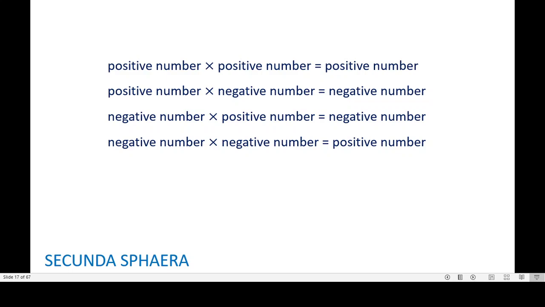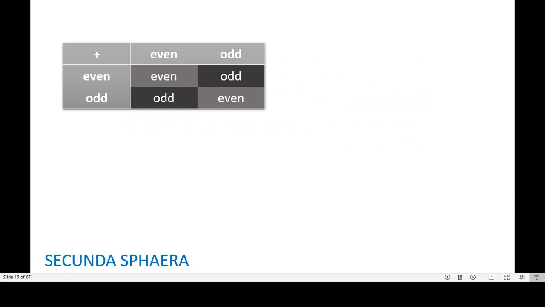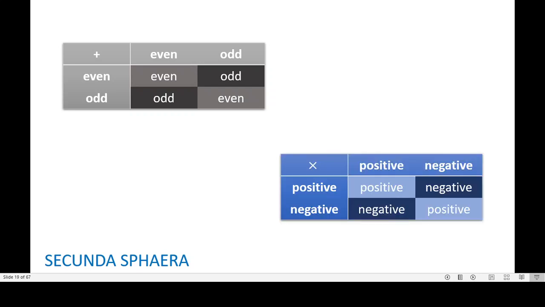Just for you to keep in mind, this kind of operation is going to be possible to represent as a table. For example, in this case, we have the addition of evenness and oddness as in the gray table. And we also have the multiplication of positive and negative as in the blue table. We can compare the two tables and we see that the pattern, their shape, is the same. Also, their shape is pretty much chess-like. It gives an alternating style.